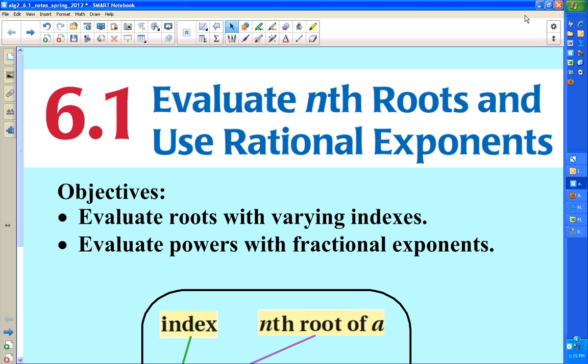Dealing with radicals and exponents. And you'll find out very quickly that radicals and exponents are the same thing. Radicals are exponents. They're just rational exponents. So we're going to hopefully finish today by being able to evaluate radicals with varying indexes and evaluating powers that aren't integers. They're going to be fractional exponents.